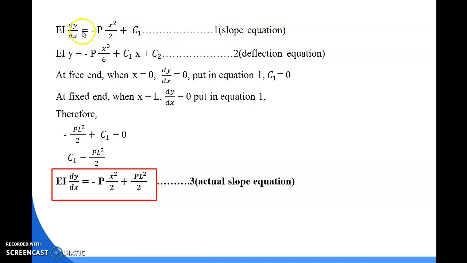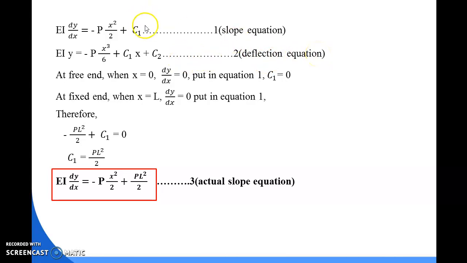Again integrating, we get EI y equal to minus P x cube divided by 6 plus C1 x plus C2. This is the result of integrating the curvature equation twice. So we can say this equation 2 is the deflection equation.